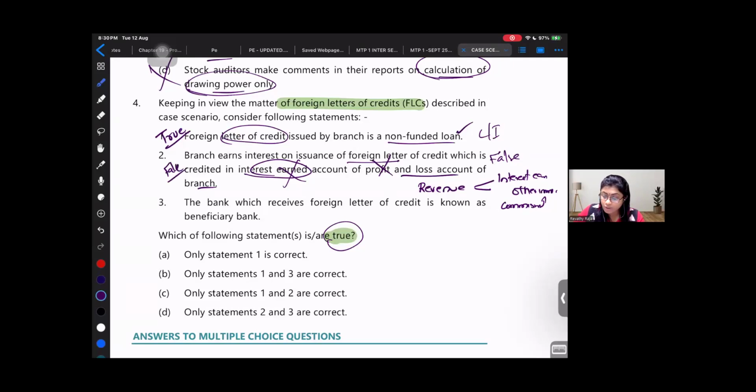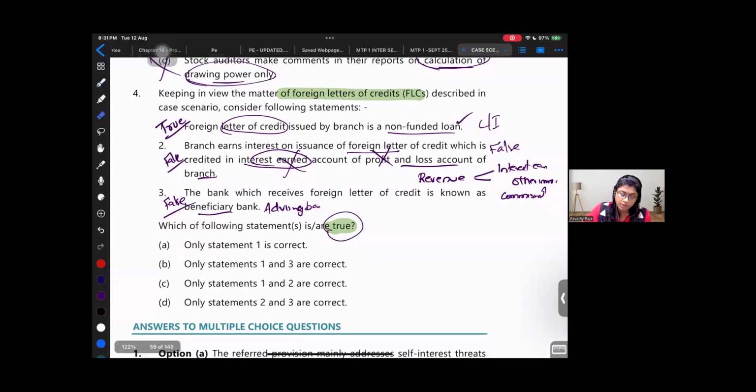Bank receives foreign letter of credit is known as beneficiary bank. But here the bank is not the beneficiary bank. They are issuing. Issuing means they are not the beneficiary. They are just the advising bank. Who is the beneficiary? The person who gets it. So that's also false. So which is correct? Only statement 1. I think for most of you that will be a new piece of question.